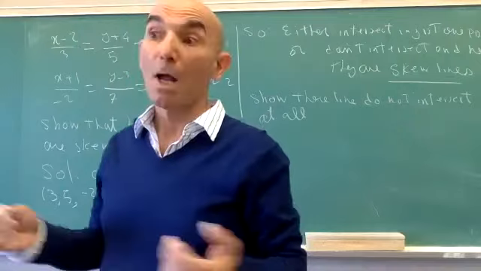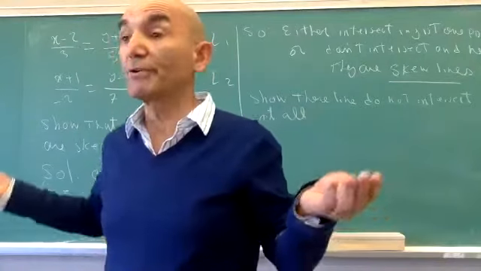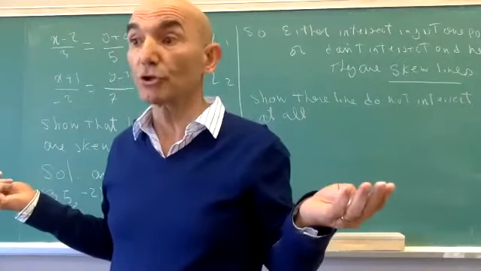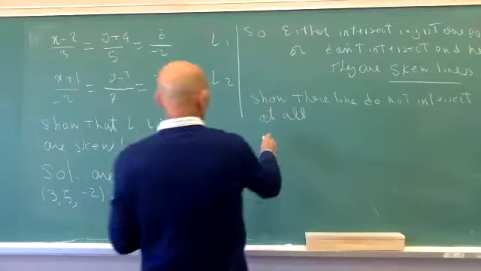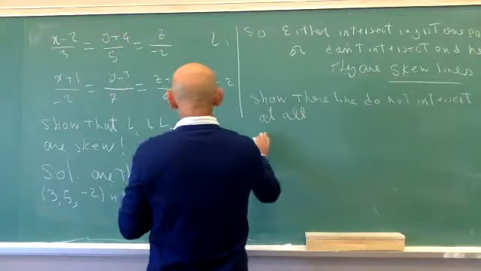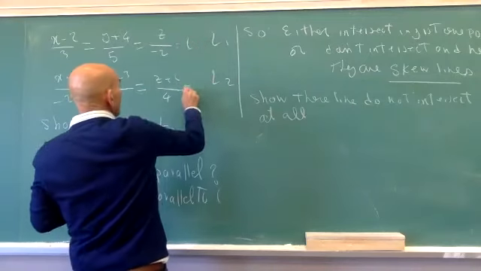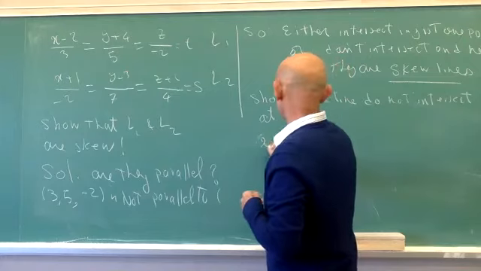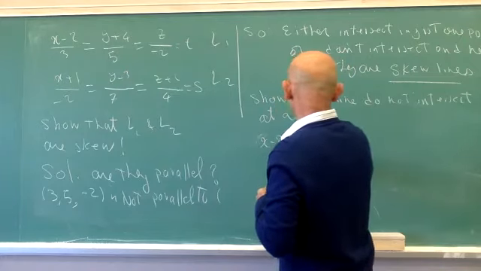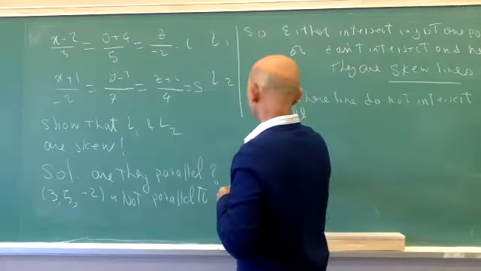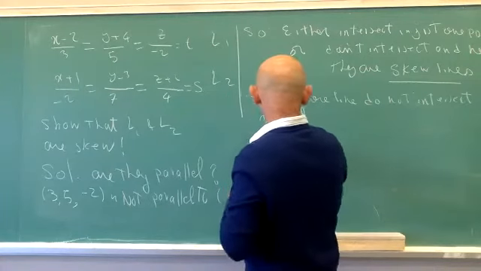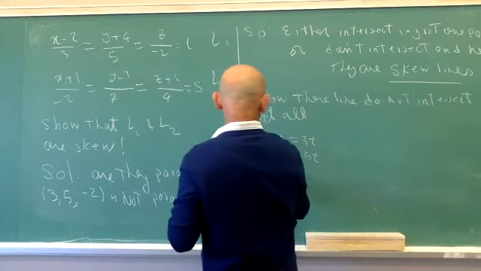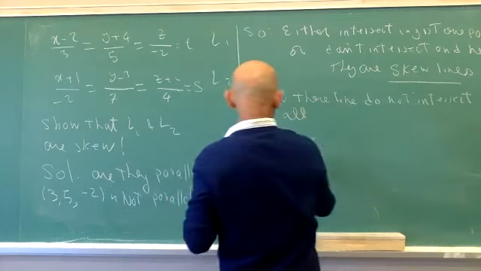We have to consider the equations, and then we have to show that those two equations don't have a solution, right? So what is the equation here? So let us write the first line. Let's take this equal to t, and this one equal to s, right? So the equations are going to be like this: x minus 2 equal to 3t, y plus 4 equal to 5t, and z is equal to negative 2t.